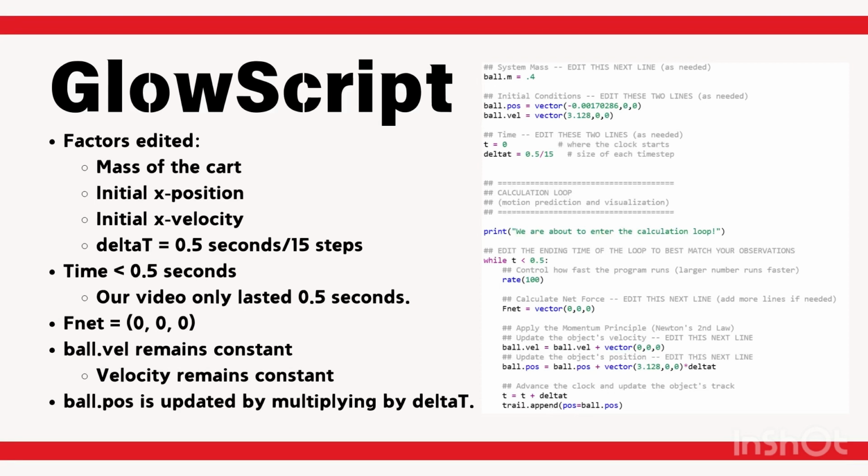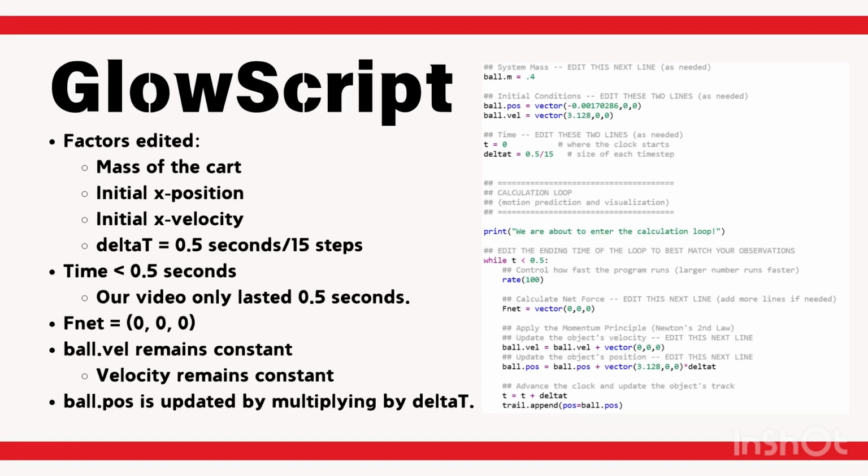I also, in the first ball pause condition, changed the initial x position, and in ball vel, I also changed the initial x velocity. Since this experiment focuses on just one-directional horizontal movement, I only had to change the x factors for both position and velocity. And delta t was calculated since our video recording on Tracker only lasted half of a second, and there are 15 steps that we use to calculate the distance. That's how we calculate our delta t.